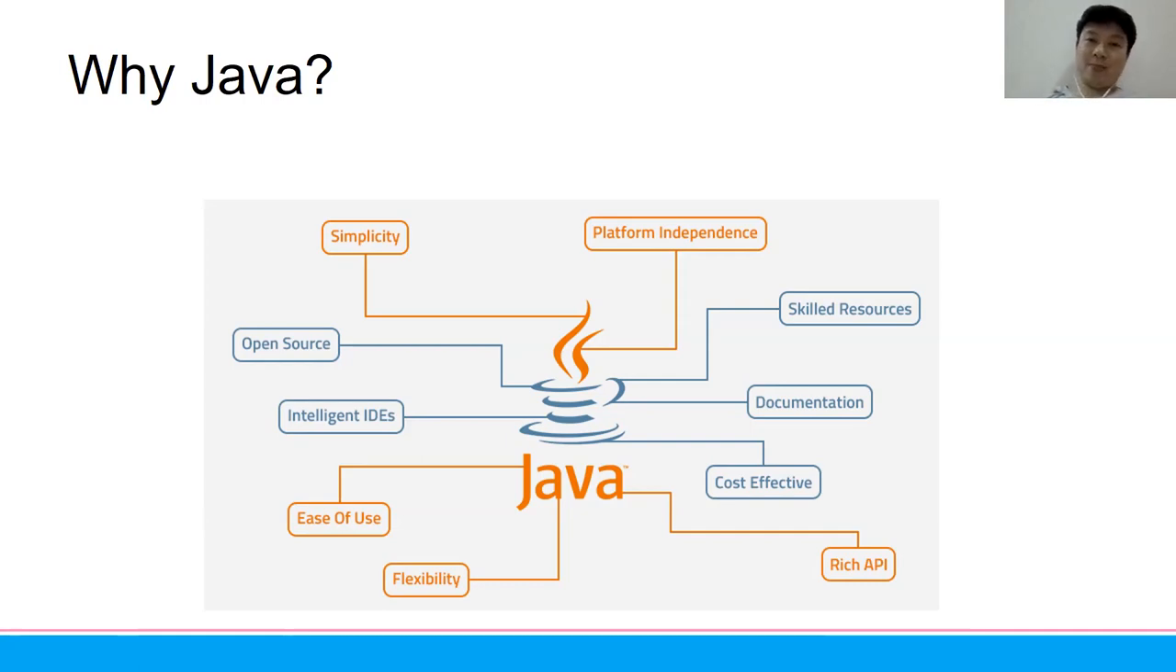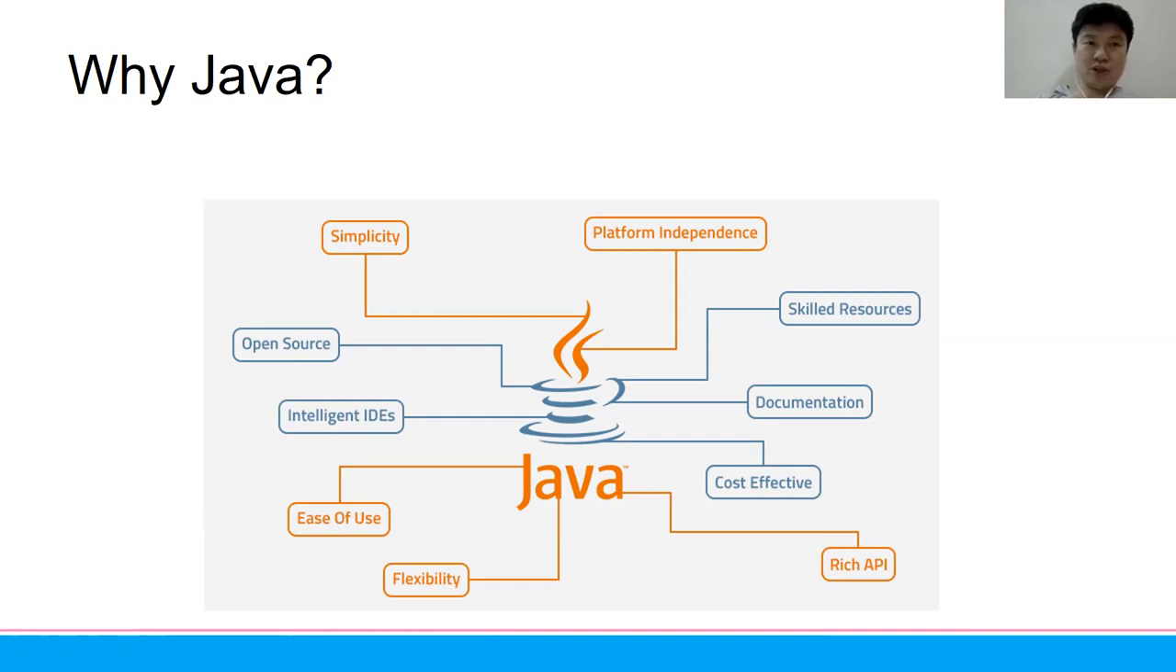Simplicity. Maybe you can say that, oh, it's not simple. Yeah, but among the other programming languages, I can say that Java is simple. If you learn assembly language, it's not that simple. Java is open source, so you can use it for free. There are many intelligent IDEs. The IDE is the integrated development environment. And ease of use, okay, when you have the IDE, it's not that difficult.